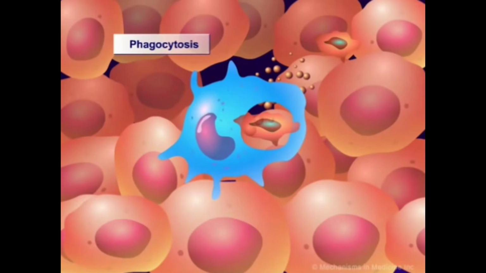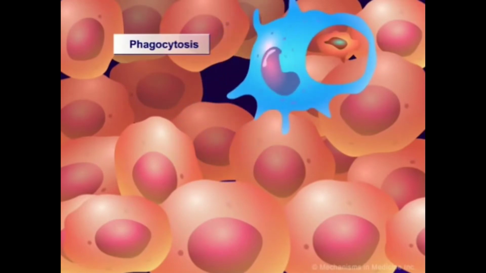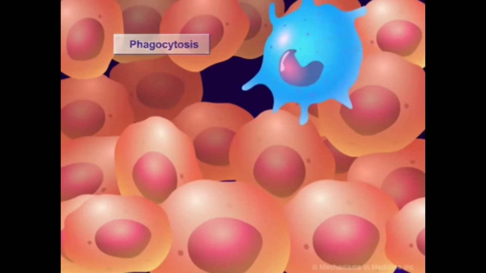Phagocytosis is a process where cells take in cell fragments or microorganisms in membrane-bound vesicles. The vesicles fuse with lysosome-containing proteases, and the engulfed material is processed for recycling.